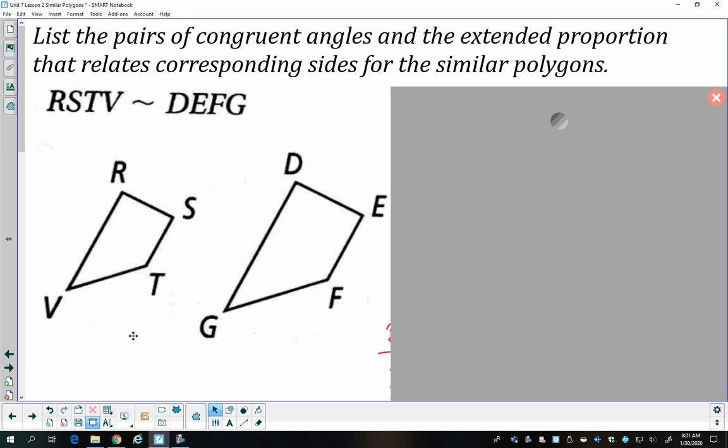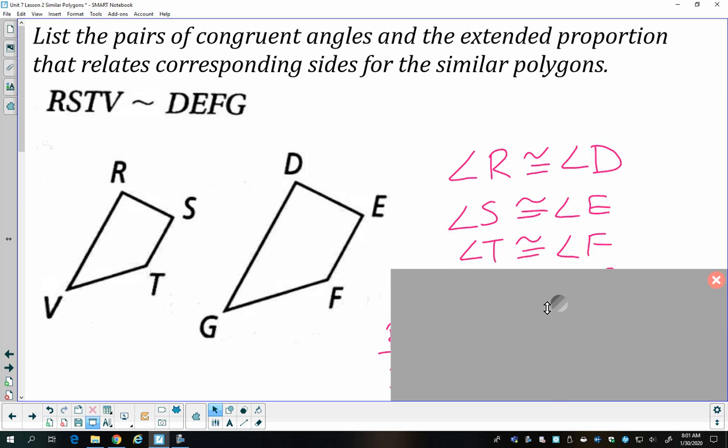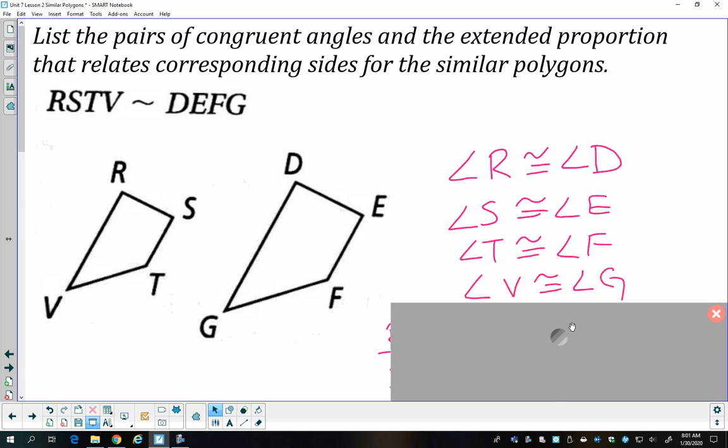So I just want to practice a little bit listing the pairs of congruent angles, which I think probably will be the easier part since we've done that using congruent triangles. It's writing these extended proportions that might take a little practice. So we just look at the names and match up the letters, and those are the angles that are congruent. So R is congruent to D, S is congruent to E, T is congruent to F, and V is congruent to G. And it's all about the order, it's all about the name.